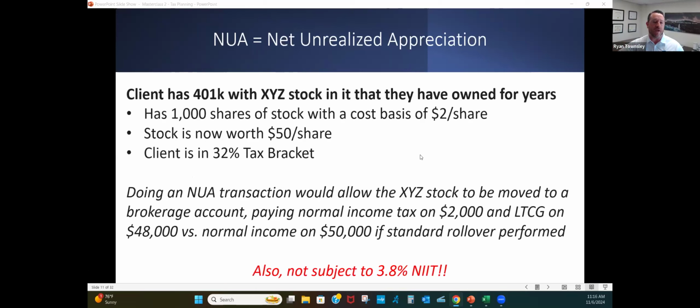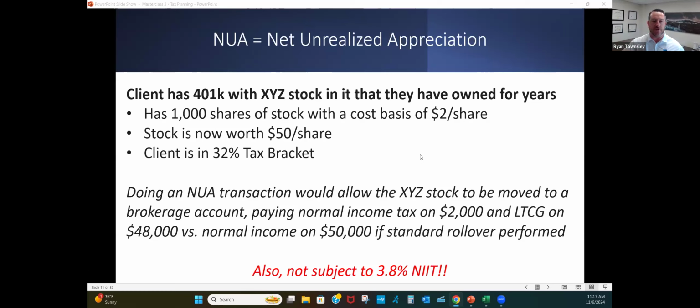But just think, if you have a client with XYZ stock in their employer plan, they've owned it for a very long time. Like I said, this works much better with low cost basis stock. It may even be disadvantageous if they have a high cost basis stock. It really kind of defeats the purpose, right? But if you were just doing a standard rollover, you would roll this money into the 401k, and then every dollar of it would be taxed as normal income when it comes out.